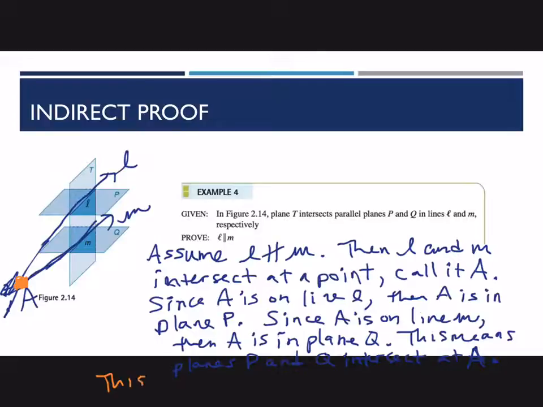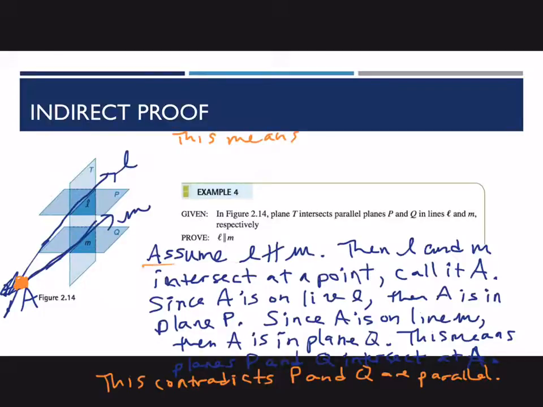Okay, so this contradicts the fact that P and Q are parallel. Okay, so then since we've shown that there's a contradiction, I'm going to continue the proof up above. So next I would write this means, and then I just want to point out that this assumption I made is faulty. So this means L is not parallel to M is false, and therefore the opposite must be true, or therefore L must be parallel to M. And then that's the end.